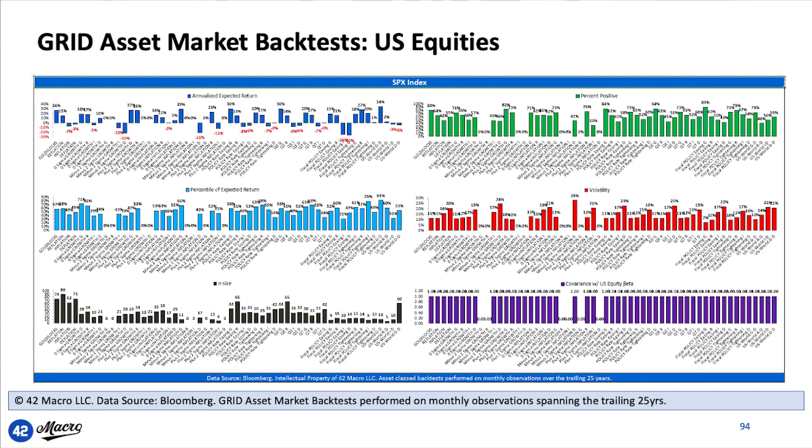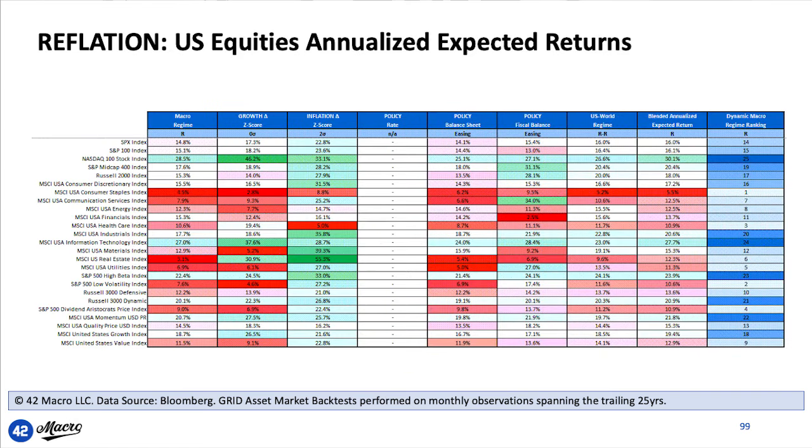Skipping ahead, look at slide 99. So how to read these tables. These are the tables that contribute to those scatter plots, those portfolio construction scatter plots, and those asset class back test scatter plots. So we're looking at the macro regime. We're looking at the growth delta. What is that delta z-score? What is the inflation z-score?